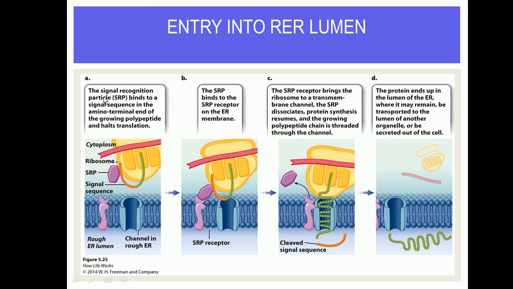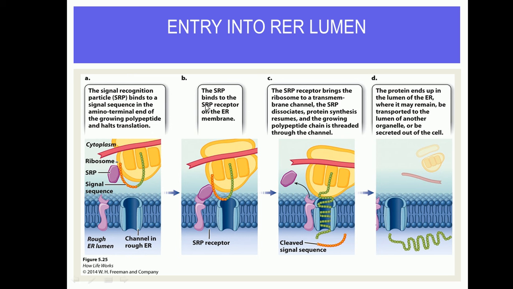You can see here the signal recognition particle. This is the signal recognition particle, which binds to the signal sequence in the amino terminal end of the growing polypeptide chain. So this is your polypeptide chain which is being formed by this ribosome. This is a ribosome, and this is a polypeptide chain, and it has an amino terminal signal sequence. So this signal recognition particle goes and binds here. Once that happens, the translation process halts.